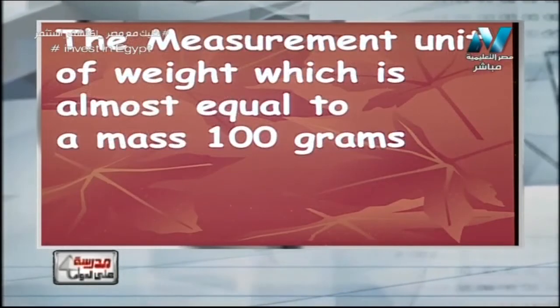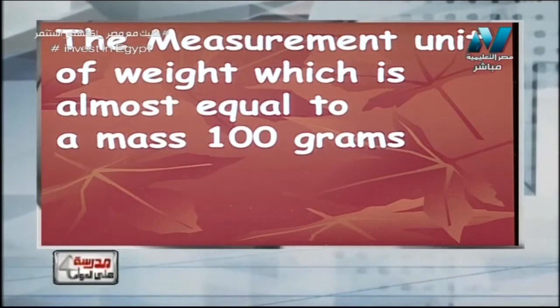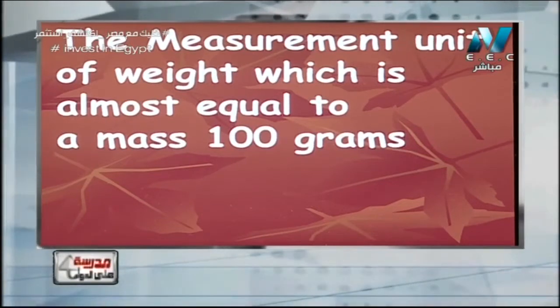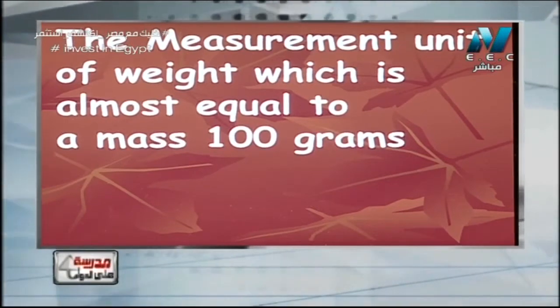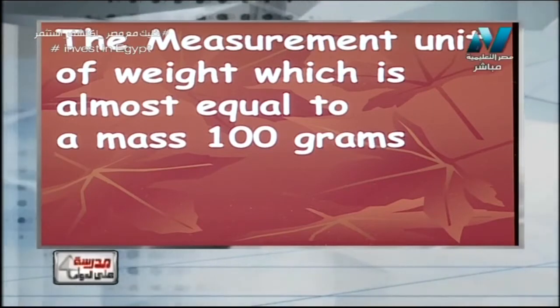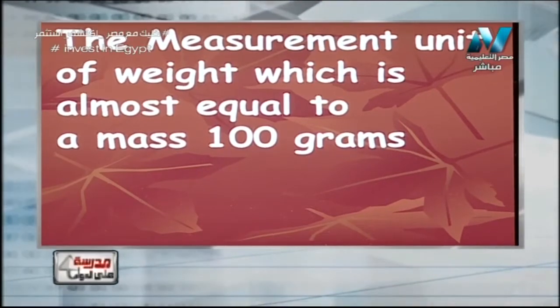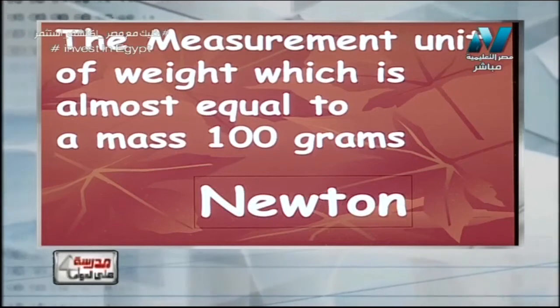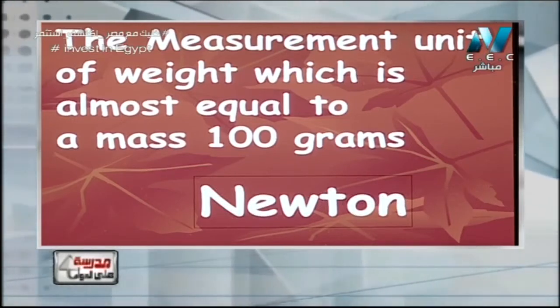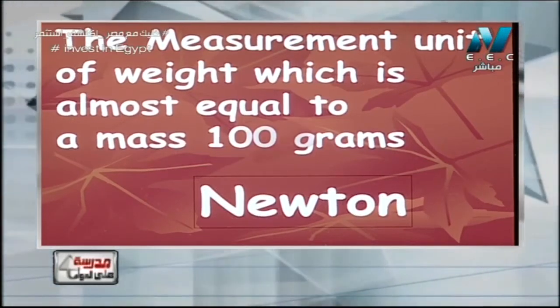The measurement unit of weight which is almost equal to a mass of 100 gram. It will be Newton. And we know that 1 Newton on the earth equals 100 gram of mass.